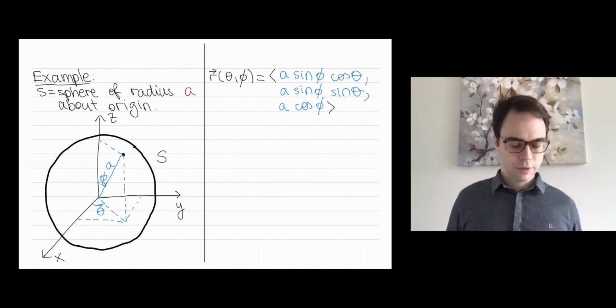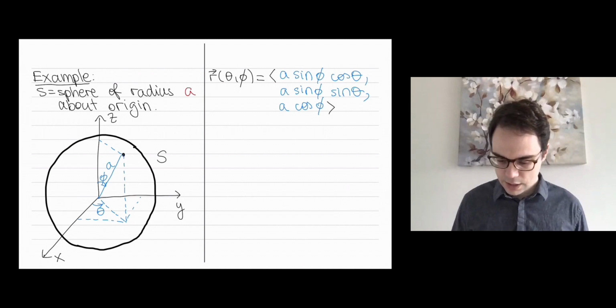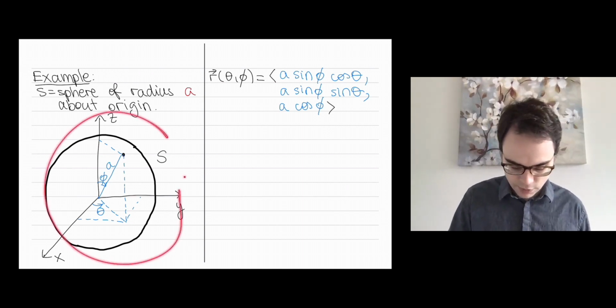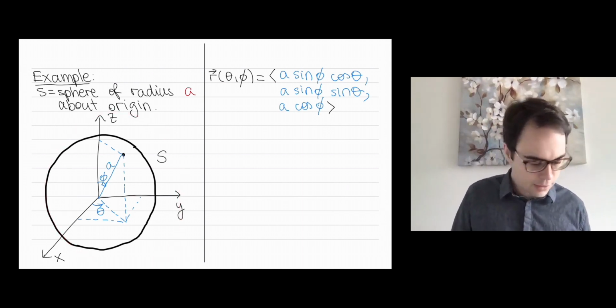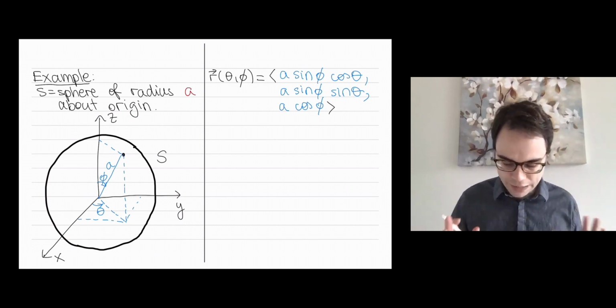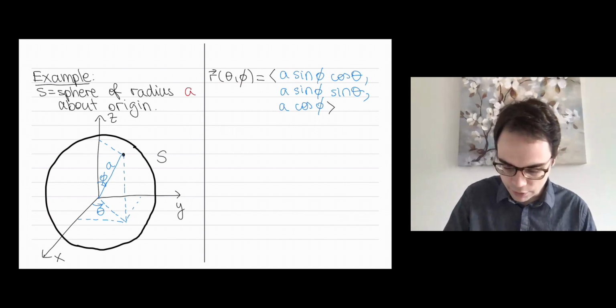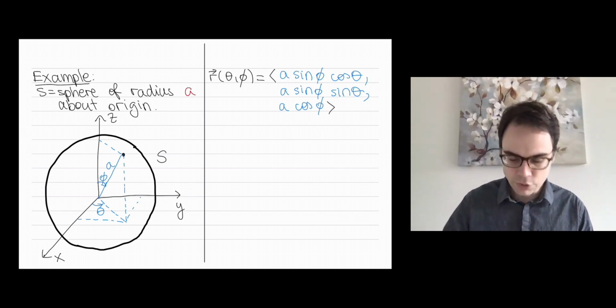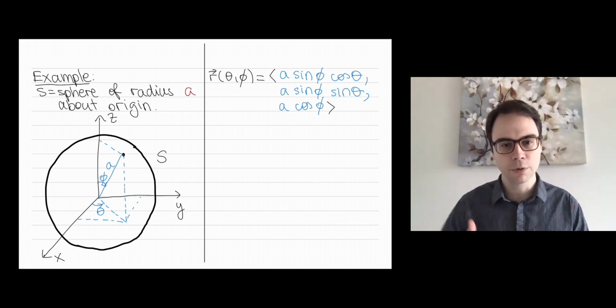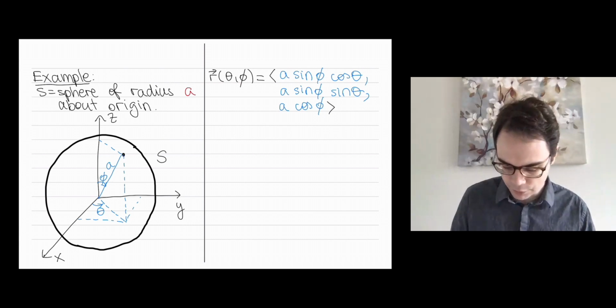Okay, so this gives us points on this sphere. Now let's look at what about the ranges. This isn't the full parametrization yet. I have to tell you where theta and phi vary. So for this, I'll use the full ranges for both of these angles in spherical coordinates.